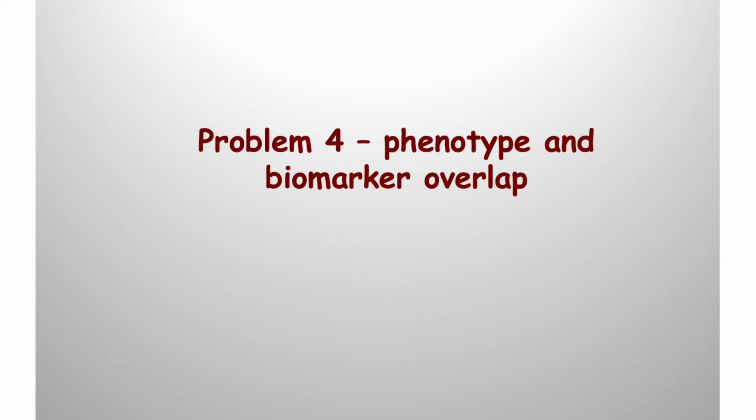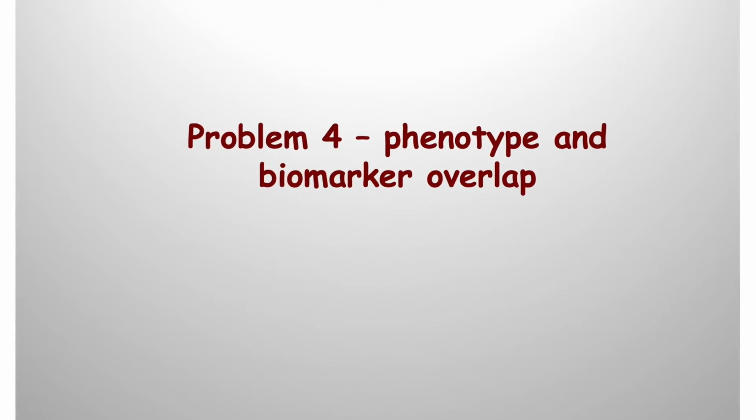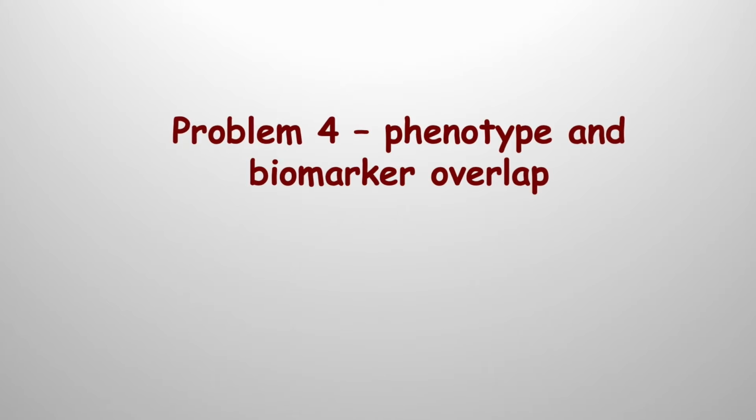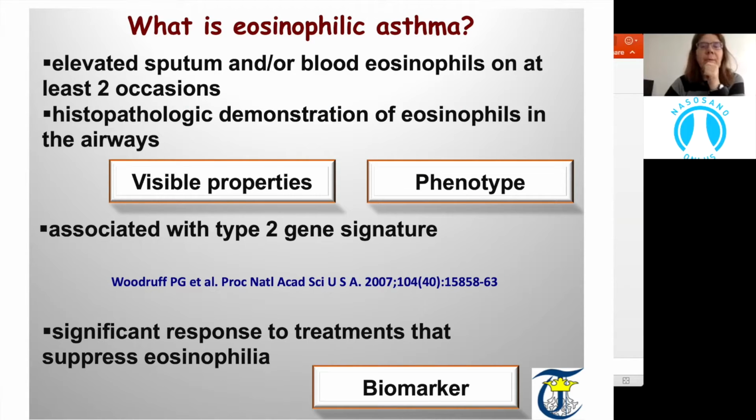The next problem is that there is a frequent overlap between the visible property and the biomarker. The best example that I can give you here is eosinophilic asthma, because eosinophilic asthma is defined by sputum or blood eosinophils and histopathologic demonstration in the airway. But these are visible properties, so this is a phenotype. The confusion comes with the fact that it is associated with type 2 inflammation, and with significant response to treatments that suppress eosinophilia, so it is as well a biomarker. So the confusion is there because we don't know how we shall use eosinophilia, as a visible property or as a biomarker.